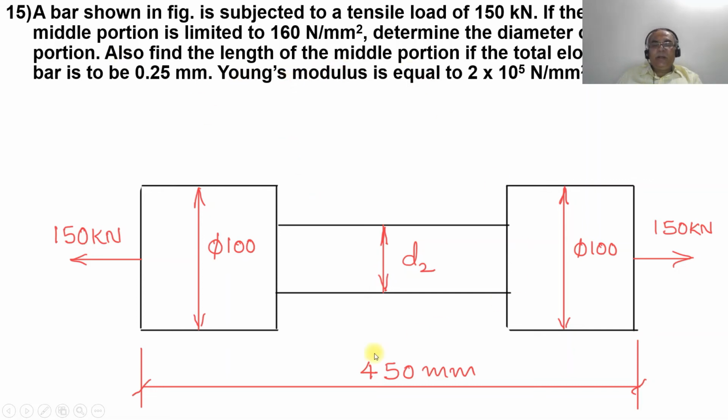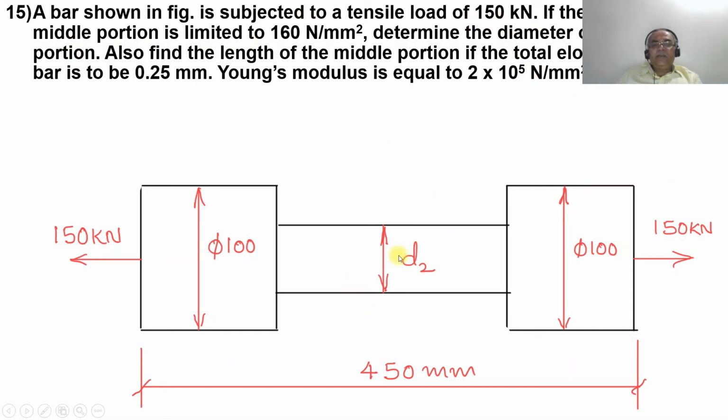Also find the length of the middle portion. The middle portion length is not known. If the total elongation of the bar is 0.25 mm, Young's modulus is equal to 2 into 10 to the power of 5 Newton per mm square. So here he has given the Young's modulus and he has given the load.